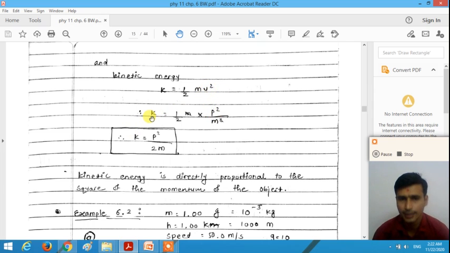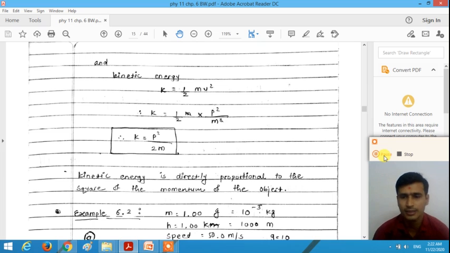So we get K is equal to 1 half m into P square by m square. One m cuts out and we get the relation between the kinetic energy and the linear momentum. So kinetic energy K is equal to P square divided by twice m. Kinetic energy is directly proportional to the square of the linear momentum of the object.